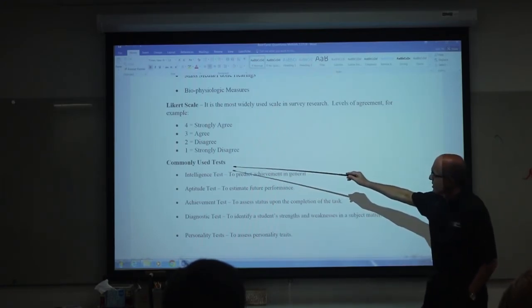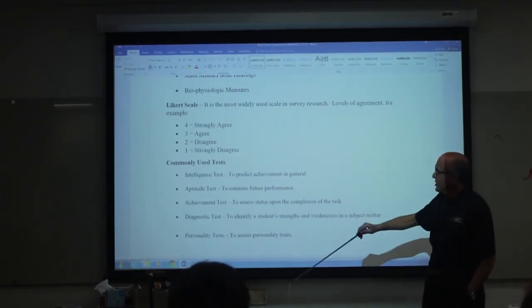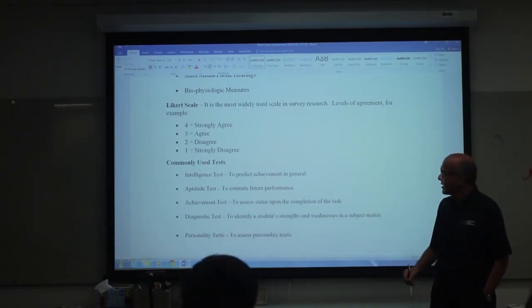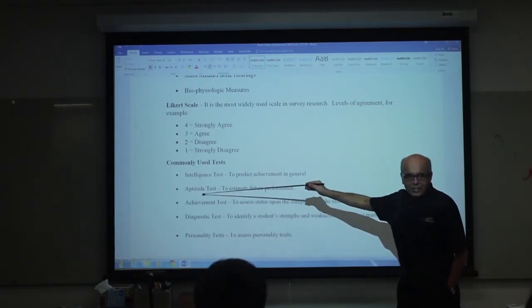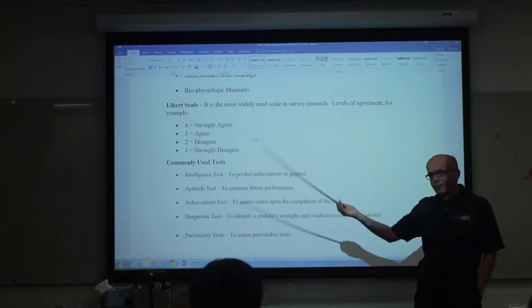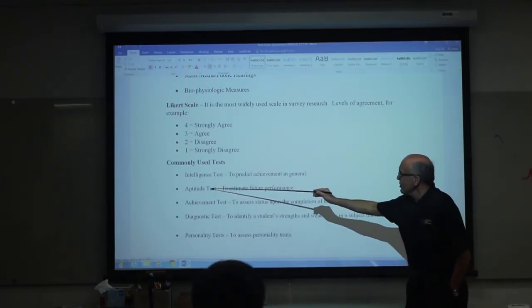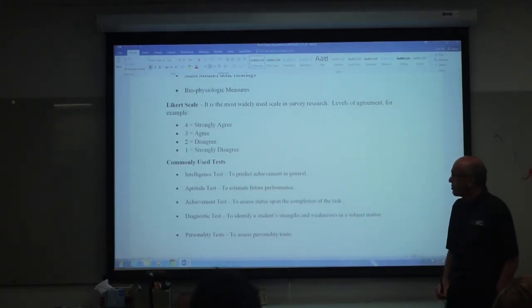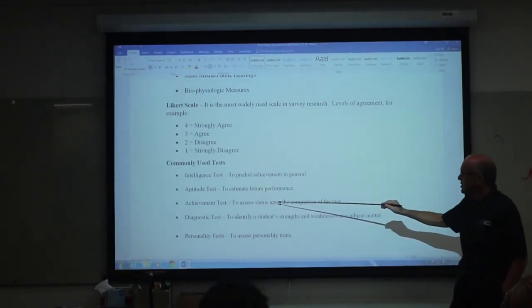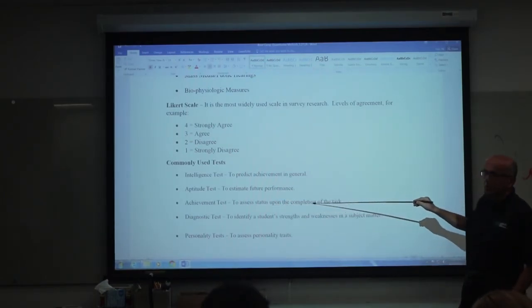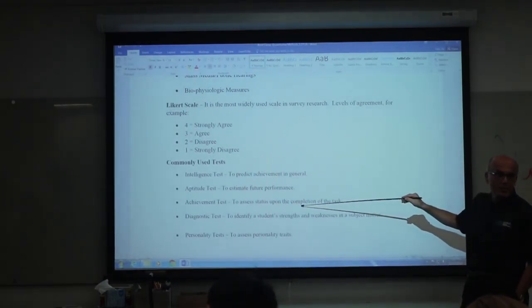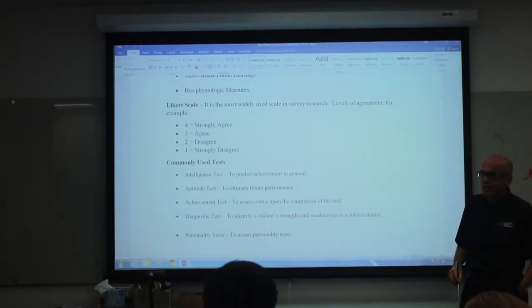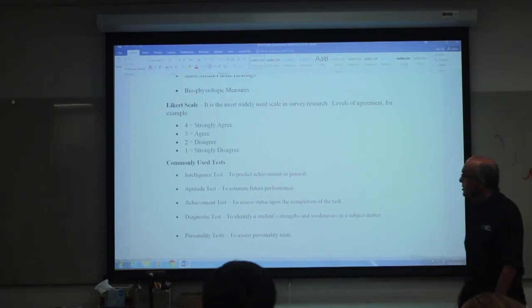Commonly used tests. You all know what is an intelligence test. You all know what is a diagnostic test. You all know what is a personality test. Aptitude versus achievement. Still, some people confuse these two. Aptitude is to estimate future performance. Achievement is to assess a status upon completion of the task. This is what you test at the end of the semester, for example, or at the end of the unit.